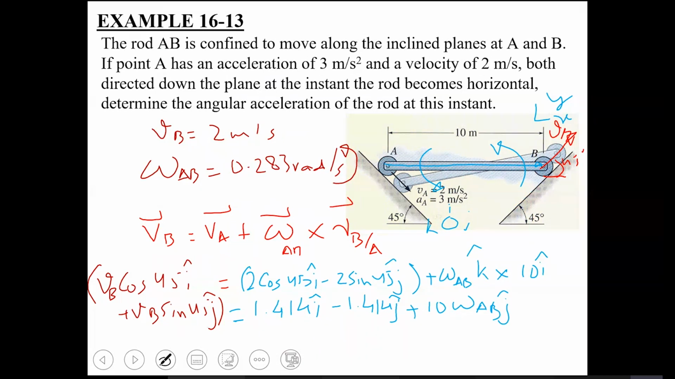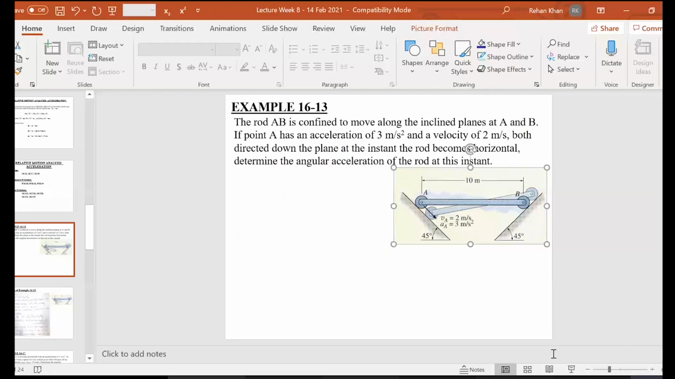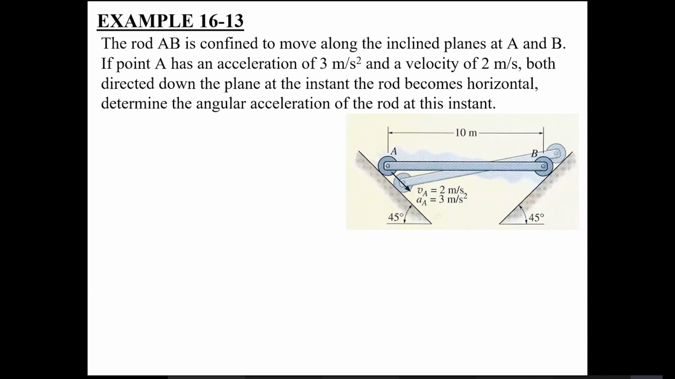Yes. Okay, so once we have found this omega, now we can move towards the acceleration analysis. Since we have discussed that this link AB is in general plane motion, we are going to apply the relative acceleration equation on this link AB. What should be that relative acceleration equation? Which base point should we choose?